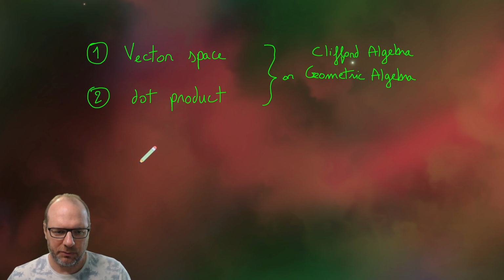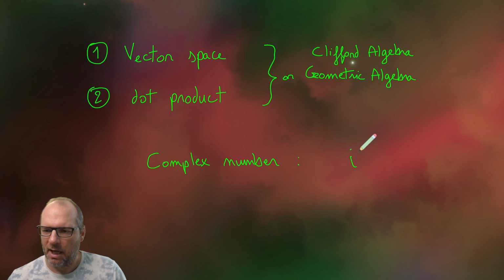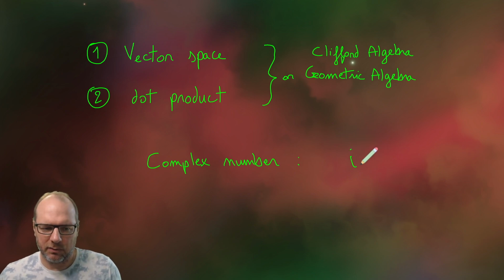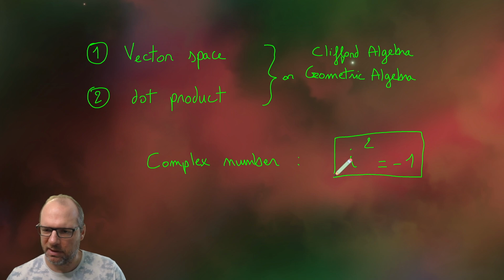So maybe you already know about complex numbers. In complex numbers, we define a new symbol called i. This is a kind of mysterious number, but what we know is that if we square this number, we must find minus 1. This is the rule to define the complex numbers.